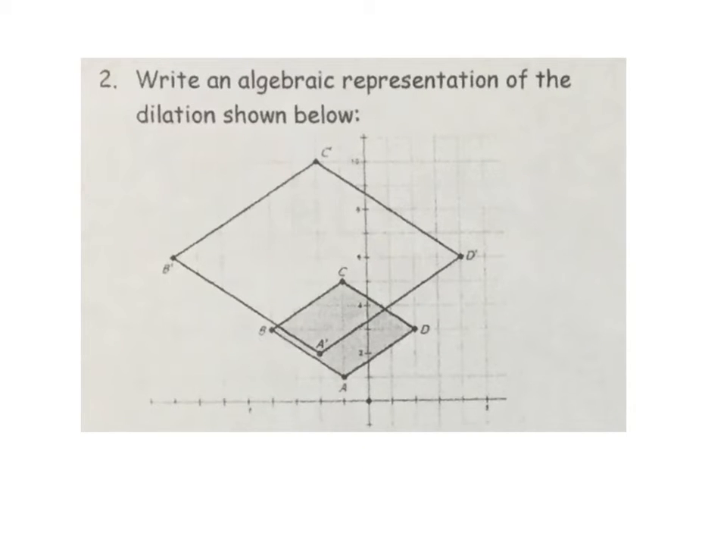Number 2 says to write an algebraic representation of the dilation shown below. So this is just like what we did on the homework, the exact same concept. I'll highlight the new image in red, the bigger one, and then the original image in green. So it's going from the smaller diamond-looking shape to the bigger one. Find the scale factor and write the algebraic representation.